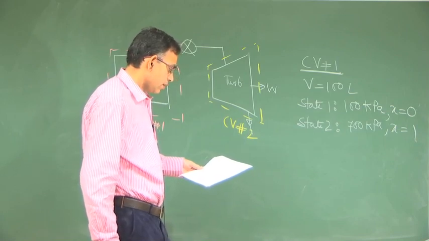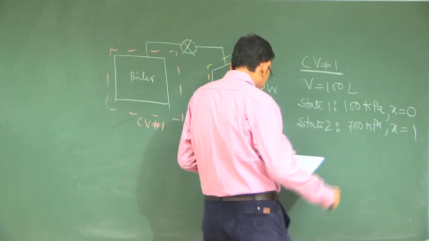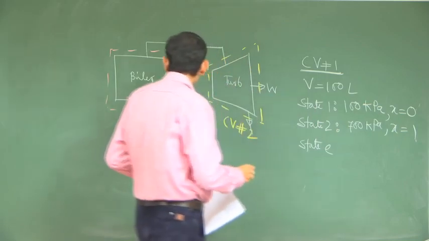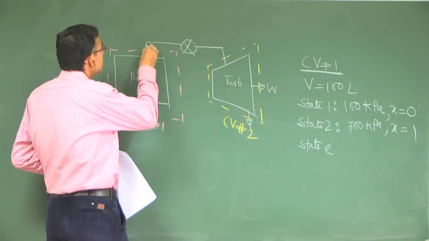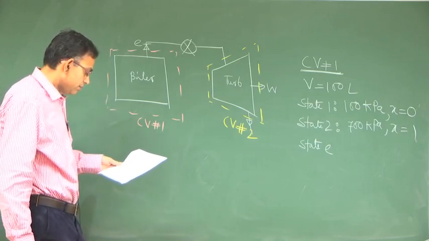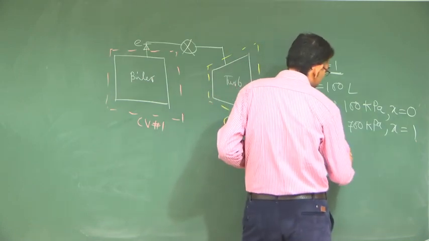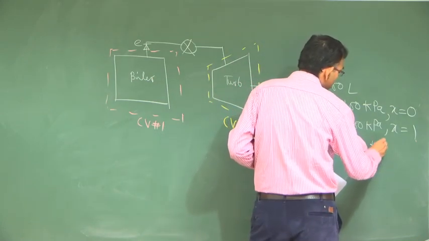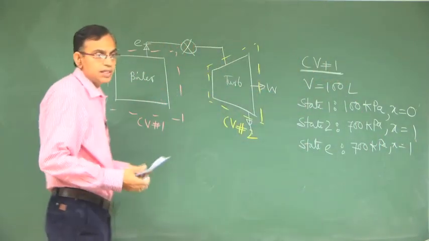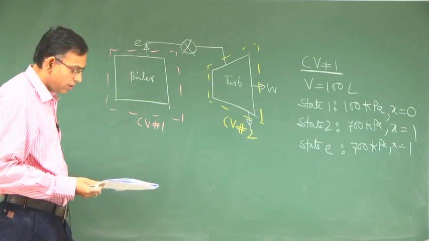Then state E. What is state E? This is the exit state E. State E: 700 kilopascal, quality equal to 1, because now everything is saturated vapor and that only gets transmitted through the line. So, this is from the physical understanding of the problem.